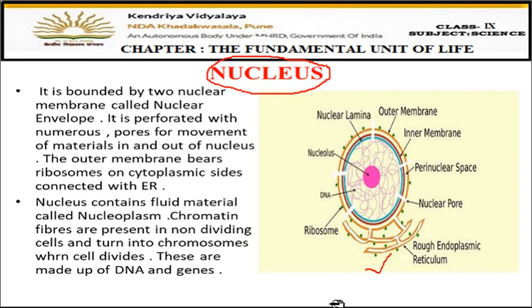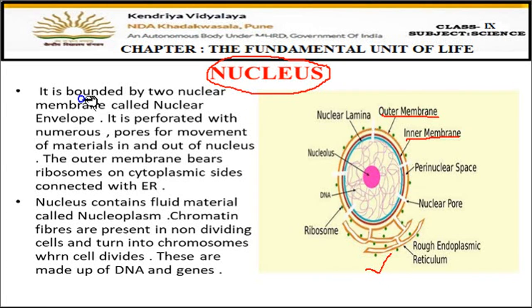This is the structure of the nucleus, children. You can see in the structure that the nucleus is a spherical structure which is present in the center of the cell, and it has a double membrane, right? You can see the double membrane here. One is the outer membrane and one is the inner membrane, right? So two membranes are there. It is a double layered structure.